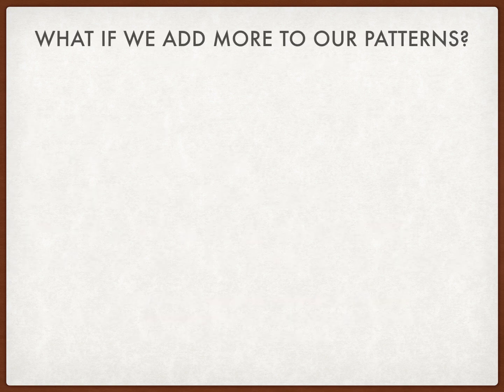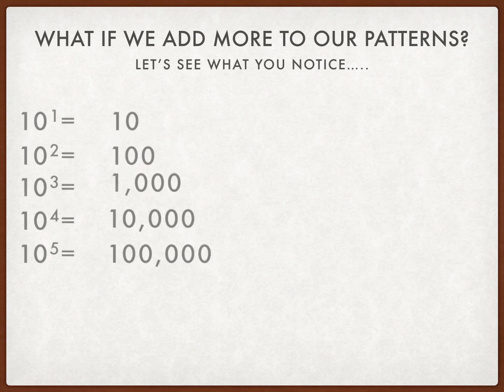What if we added more to our patterns? Let's see what you notice. Our previous patterns for standard form showed us that 10 to the first power is a 1 with 1 zero. 10 to the second is a 1 with 2 zeros. 10 to the third is a 1 with 3 zeros, and so on.